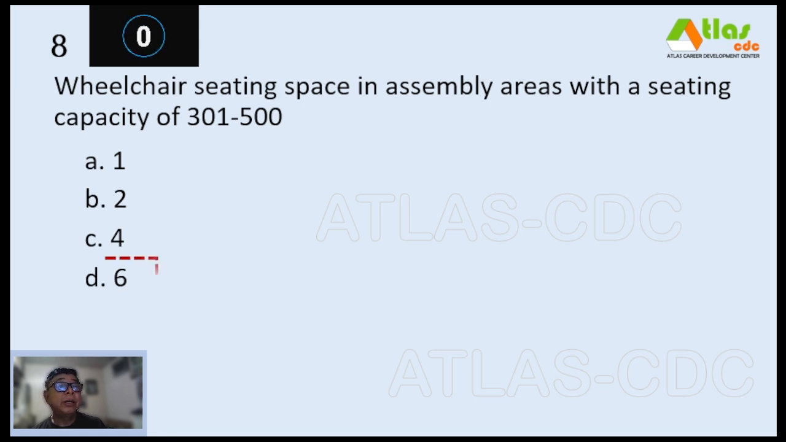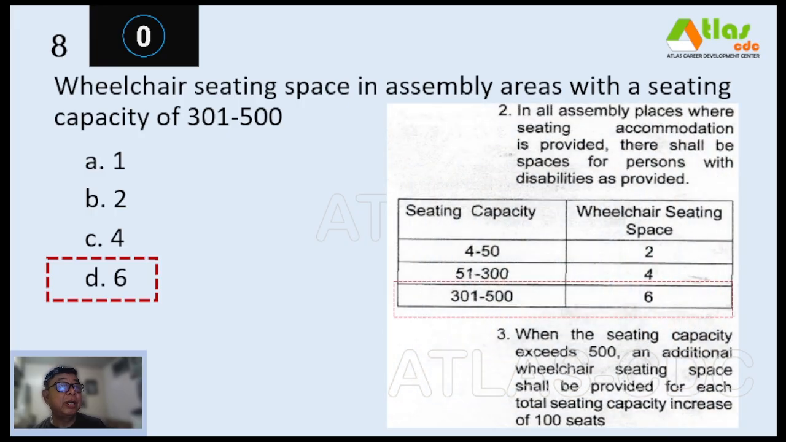And our correct answer is letter D, 6. So this is the requirement from the amended IRR for a seating capacity of 301 to 500. The wheelchair seating space is 6.